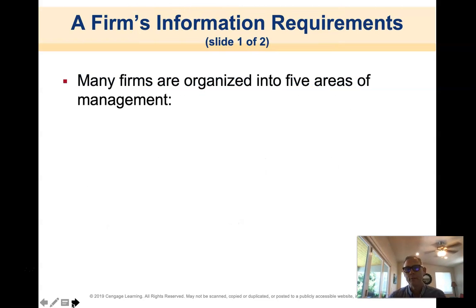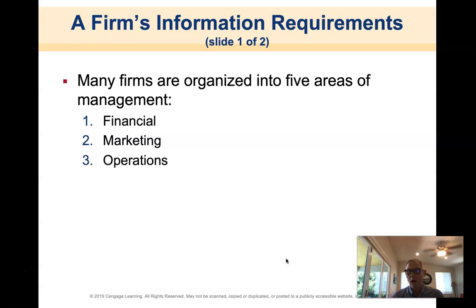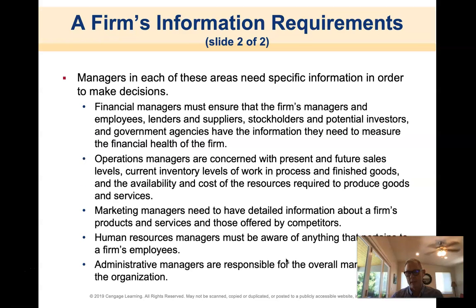A firm's information requirements. Many firms are organized into 5 areas of management. We've talked about this a little, but let's reiterate what those are: financial management, marketing management, operations management, HR management, and administrative management. Here's what they do and the requirements that they have for information.